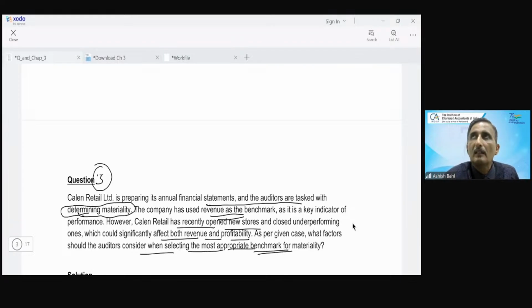Again, it is a theory question. While determining materiality, which factors are considered by the auditor while selecting the most appropriate benchmark for materiality? Like benchmark, you already know, the auditor may consider materiality as a percentage of revenue, as a percentage of profit before tax, or some other benchmark. But the question is asking which factors are considered by the auditor while selecting the most appropriate benchmark. Yes, again a theory question which you have to remember.